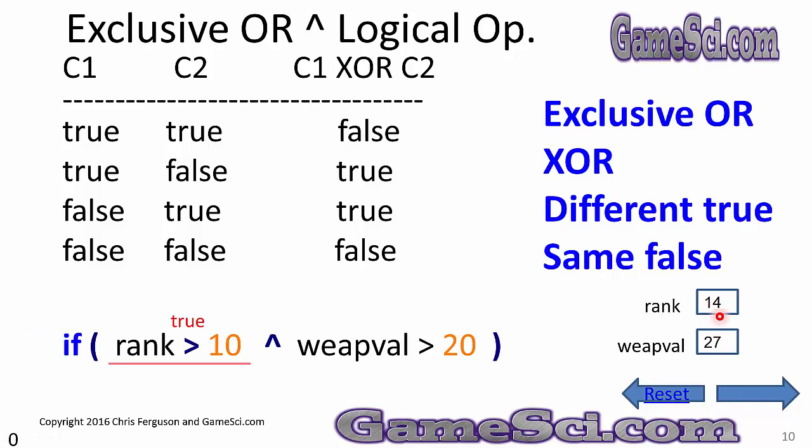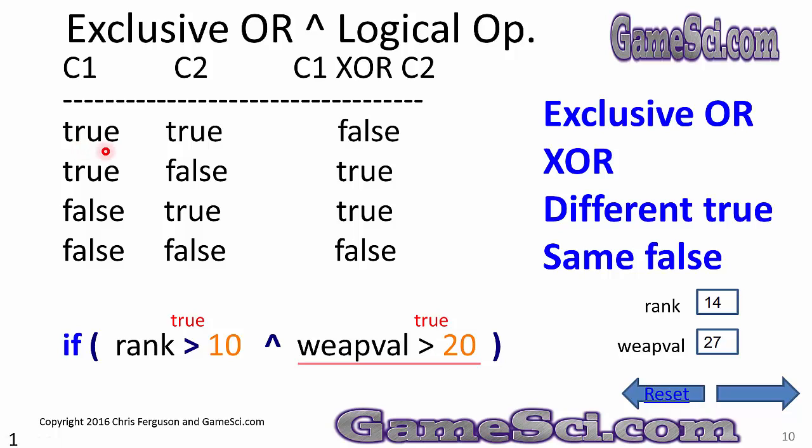We'll set 14 in the rank variable. We'll set 27 in the weapon value. And rank greater than 10 is a true statement. 14 greater than 10 is true. 27 in weapon value is greater than 20. 27 greater than 20 is also a true statement. So in the case of this exclusive OR operator, both my inputs are true.